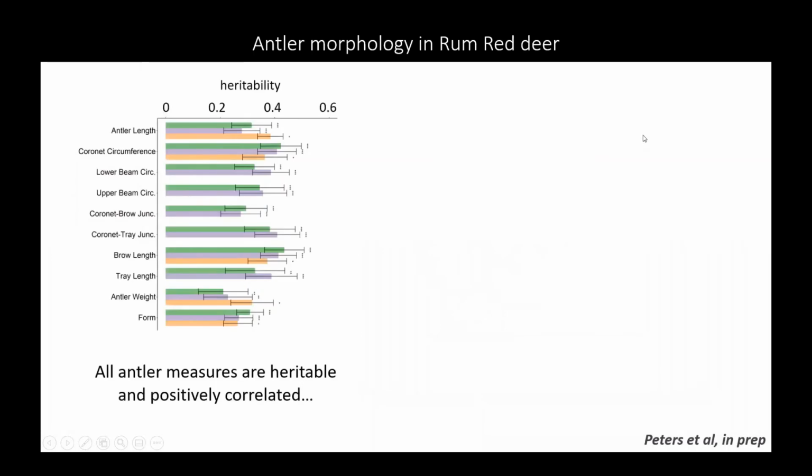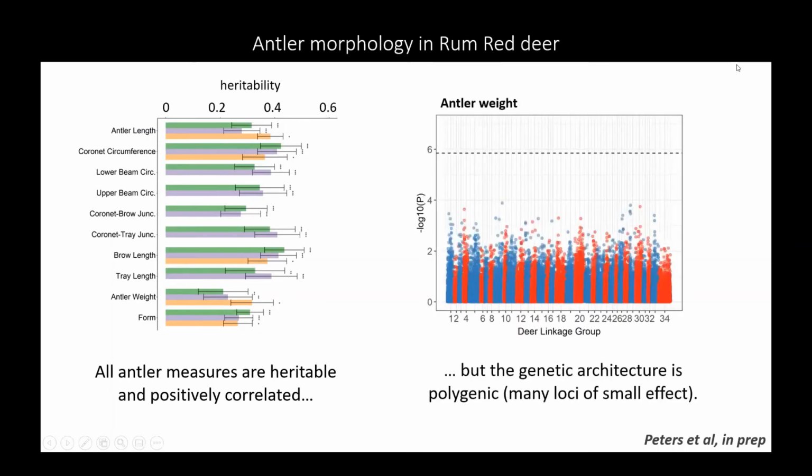What Lucy found is that all of the antler measures are heritable, so there is substantial genetic variation, and they're all positively correlated with each other. That implies that there could be many evolutionary constraints within the antler morphology itself. But when she did genome-wide association studies on all 10 of these traits, and if you remember from the graph before, this is the threshold of significance, Lucy essentially found that there were no regions of the genome that had a fairly large effect on the phenotype.